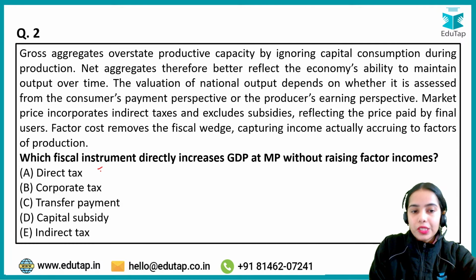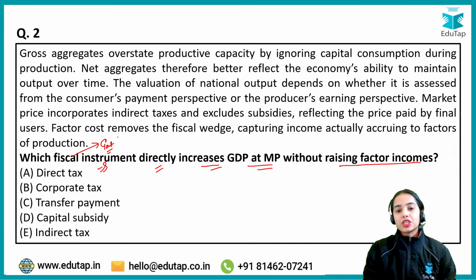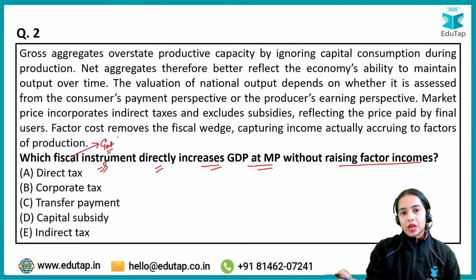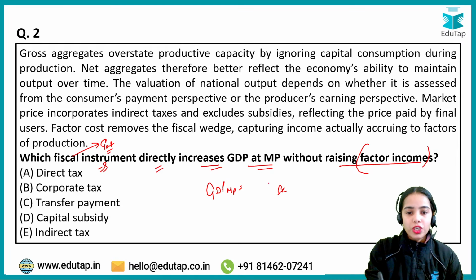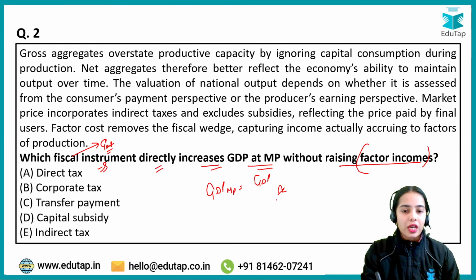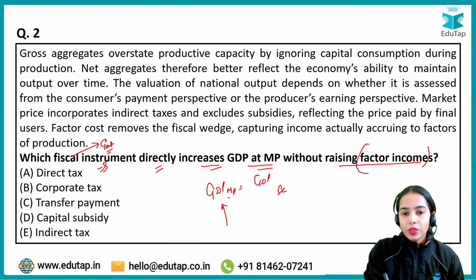Now, which fiscal instrument directly increases GDP at MP without raising the factor income? Which government instrument directly increases the GDP at MP without increasing the factor income? If you see the GDP at market price and we have the factor income, that means factor cost. So let's say you have the GDP at factor cost. Now which fiscal instrument increases the GDP at MP? How can the market price increase without increasing the GDP at FC?